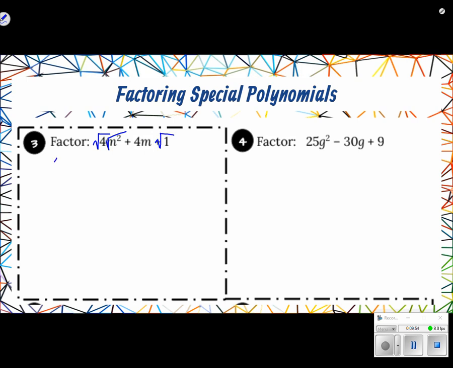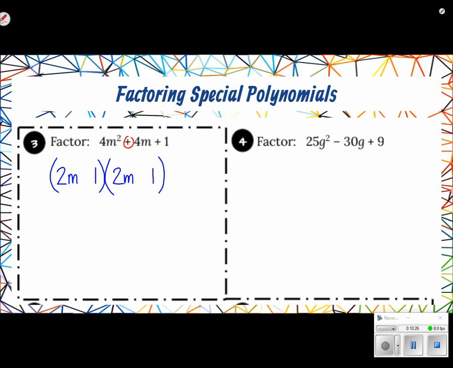So let's do that. Now remember, when you're taking the square root, we're going to put it in each parenthesis. So the square root of 4 is 2. Each parenthesis gets a 2. The square root of m squared is m. Each parenthesis gets an m. And the square root of 1 is 1. Each parenthesis gets a 1. Now, question is, can you tell from the original whether I should have a 2m plus 1 or a 2m minus 1.